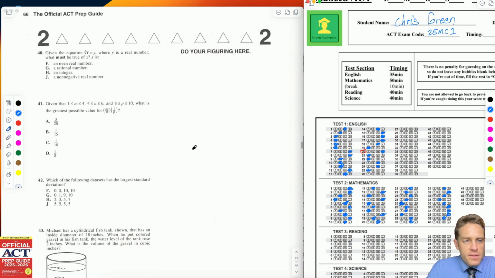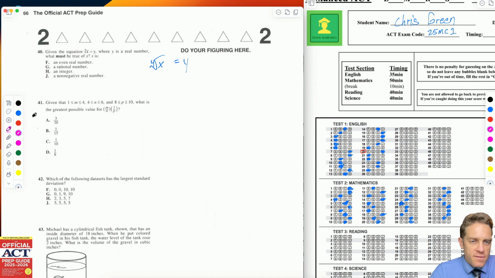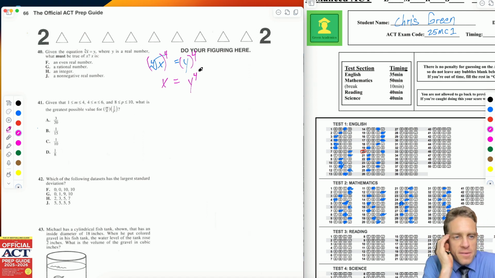Given that the equation, the fourth root of x is y, where y is a real number, what must be true of x? The fourth root of x is y. So your instinct is to take both sides to the fourth power, which gives you that x is y to the fourth. So what must be true of x? It is an even real number.